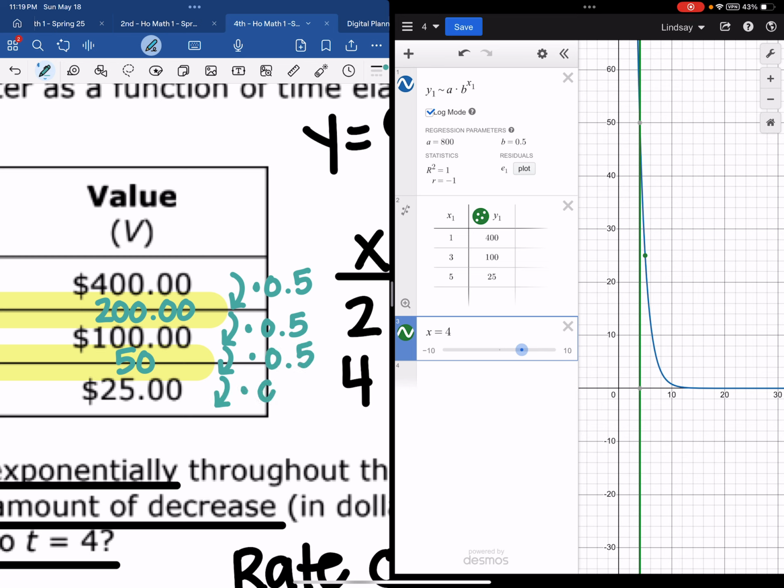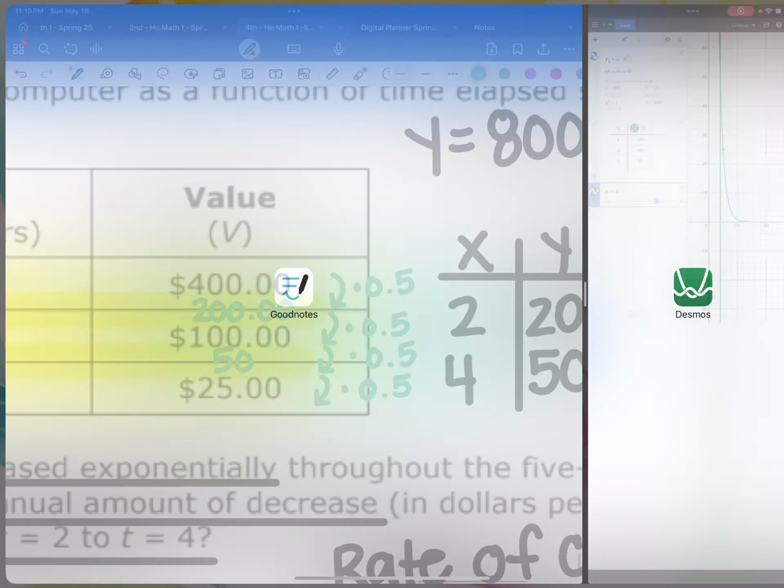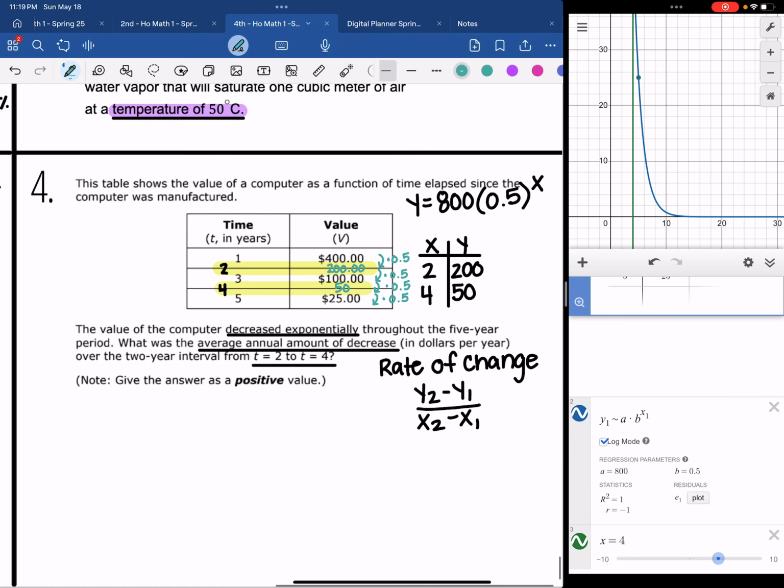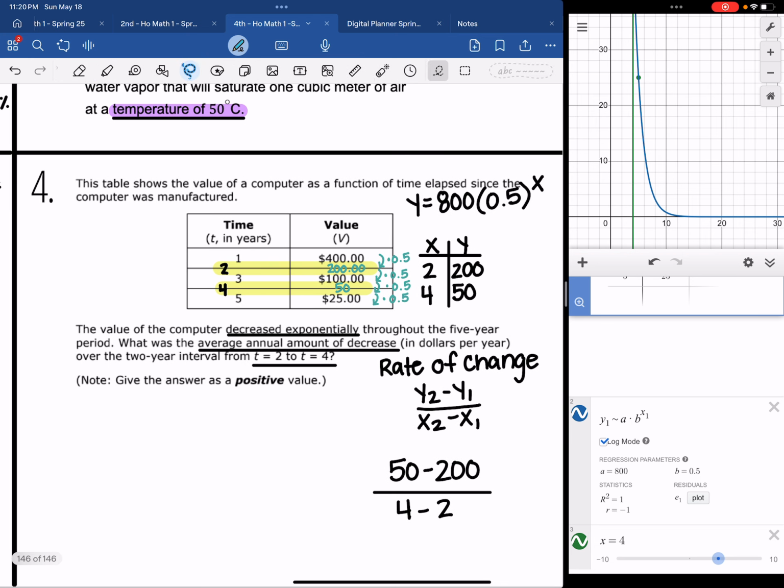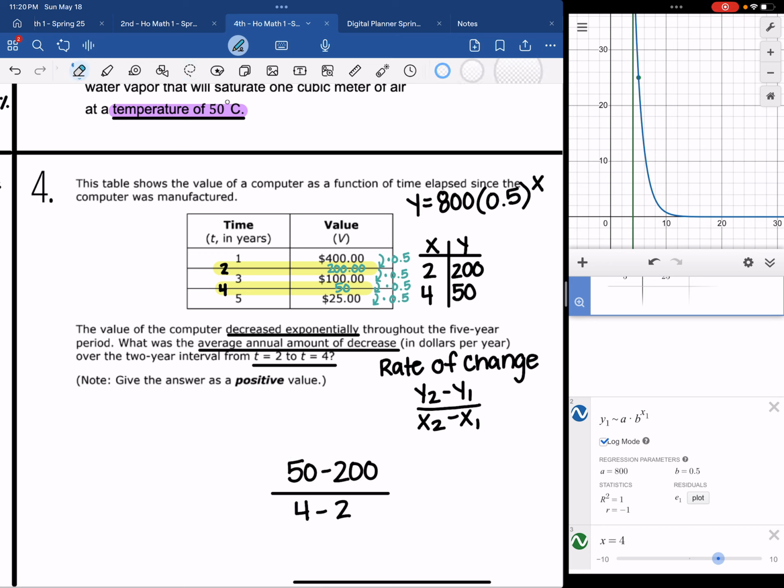But now that we have that, we're going to calculate our rate of change. They want us to find the rate of change between those two values. So if I'm calculating the rate of change, my y2 is going to be 50 minus my y1 of 200, divided by my 4 minus my 2. So again, 50 minus 200 is negative 150. And then negative 150 divided by 2 is technically negative 75.